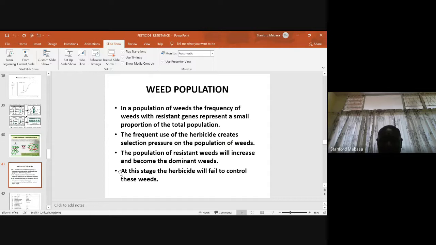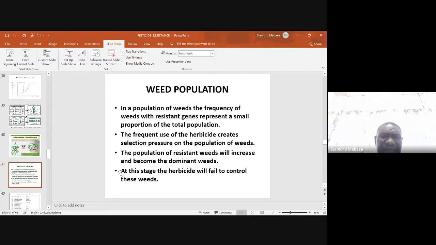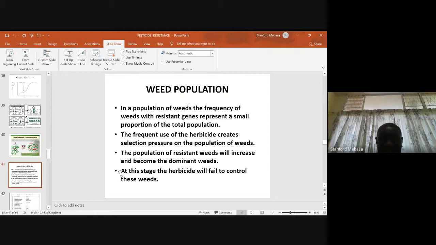Now, if we examine the weed population, in a population of weeds, the frequency of weeds with resistant genes represents a small proportion of the total population. The frequent use of the herbicides creates selection pressure on the population of weeds. So the population of resistant weeds will eventually increase and become the dominant weeds. At this stage, the herbicide will fail to control the weeds. But later on, you are going to find out that it may not be as simple as this with weeds.